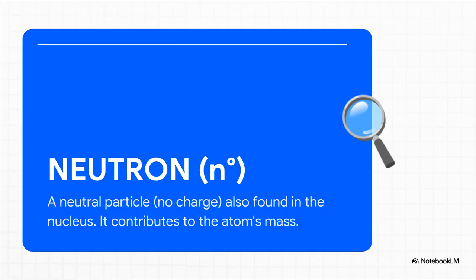Hanging out with the proton in the nucleus is the neutron. The neutron is kind of like the proton's chill cousin. It has no charge at all. It's totally neutral. Its main job is just to add mass or weight to the atom. It gives it some heft.